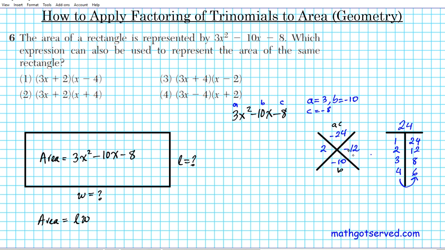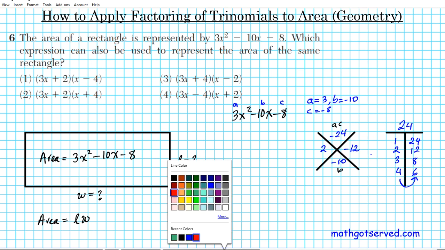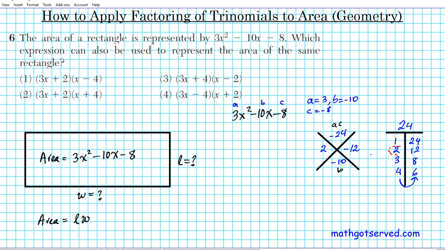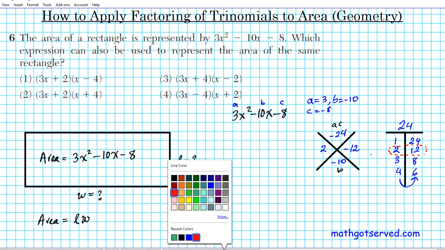Alright, so 2 times negative 12 is negative 24. Excellent. And 2 minus 12 is negative 10. So that works perfectly. Alright, so the desired pair that we are going to be using for factoring this quadratic trinomial is 2 and negative 12. Now what we're going to do is replace the middle term with these two numbers.